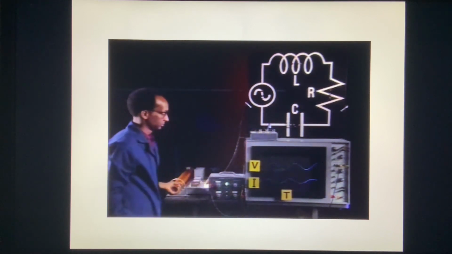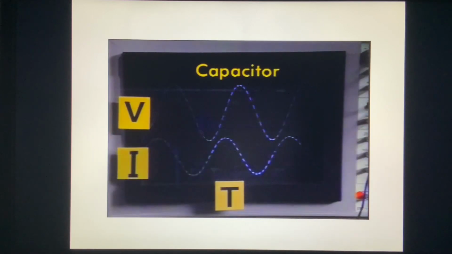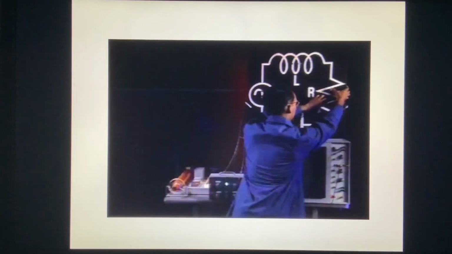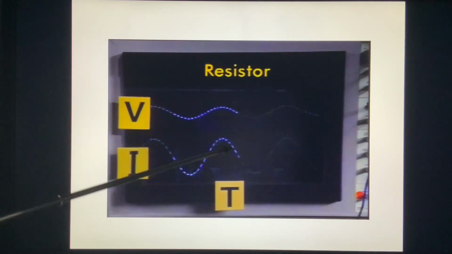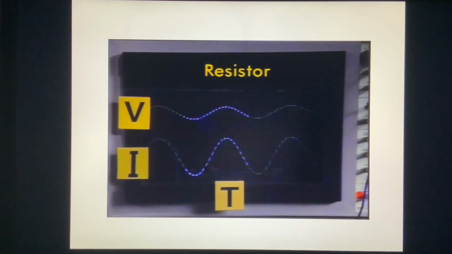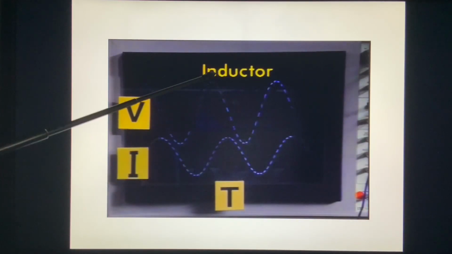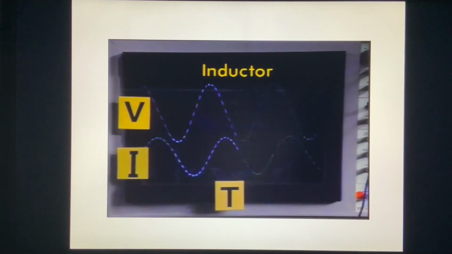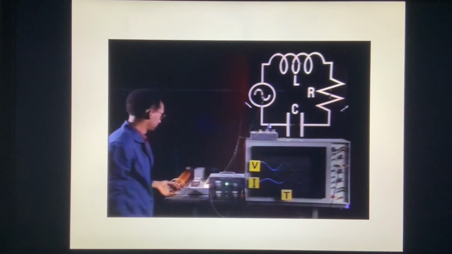Here are the voltage and current across the capacitor bank as the circuit passes through resonance. Current is leading the voltage by 90 degrees. Here are the voltage and current across the resistor. They are in phase. Here are the voltage and current across the inductor. The current lags behind the voltage by 90 degrees. Here are the voltage and current at the power supply as the circuit passes through resonance.